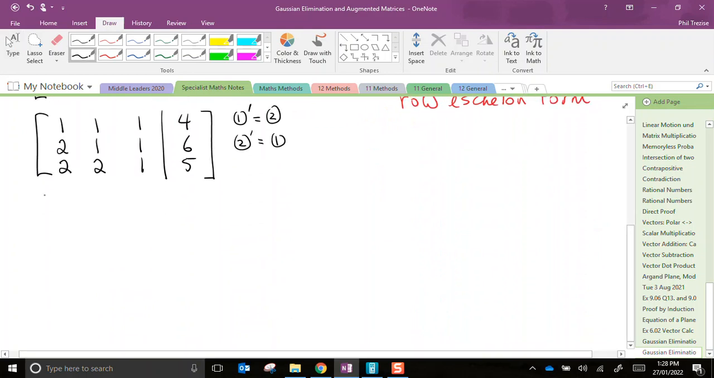Well, I'm not going to change row number 1. Row number 1 has already got that leading 1. So row number 1 is fine. But I want to get a 0. In fact, I'll even write it in. I want to get a 0 there. Now, how could I produce a 0? So new version of row number 2. Looking at the previous ones, if I wanted to get a 0, I'd have to take away 2 times the one above it. So it's literally old row number 2 minus 2 times old row number 1.